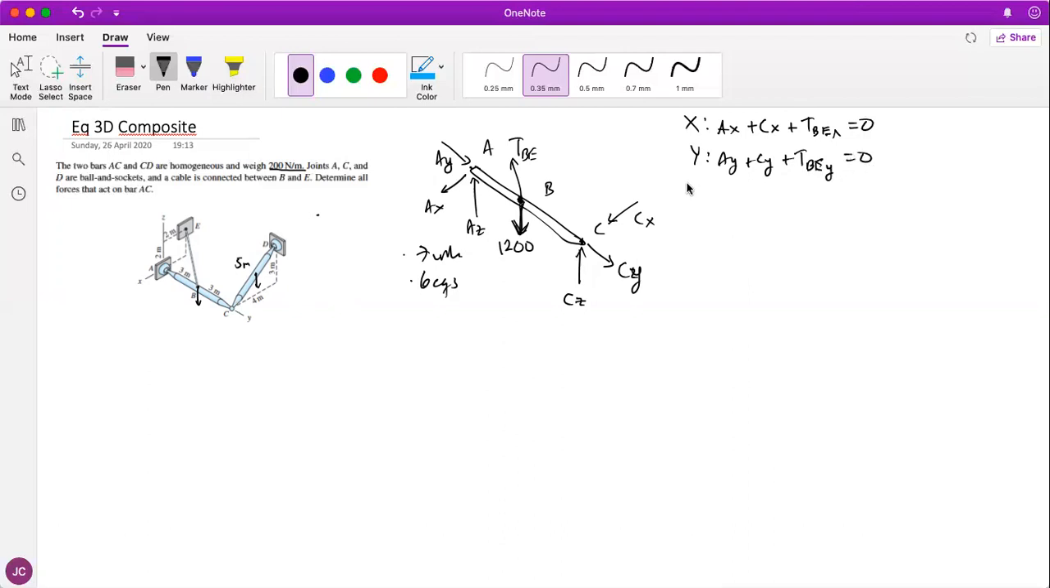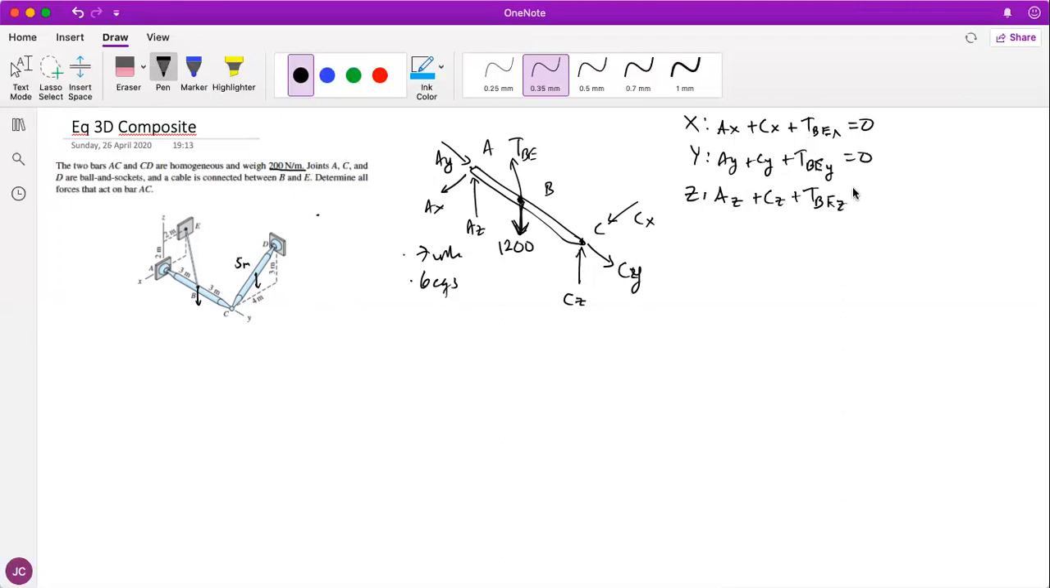Yeah, that's it, equals 0. Now let's just go with C. C means that I'm going to have AC going up plus CC going up plus the TBE. I don't know if actually this rope is going up, but I'm just putting it like that, and then I will put what the components actually are.